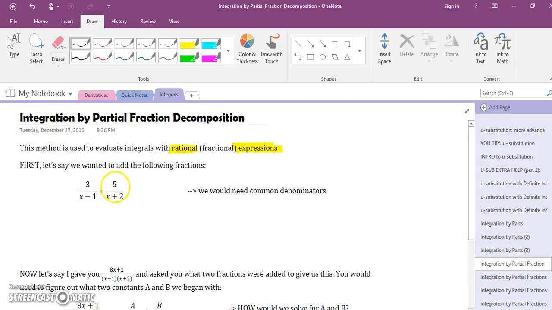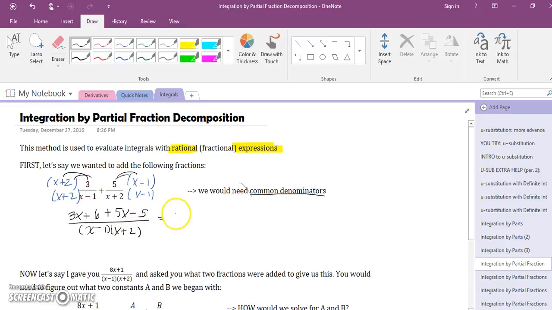Let's start with these two fractions here, and let's say I want to add them. Now, obviously, to add these, I'm going to need common denominators. And to get a common denominator, I would have to multiply this one by x minus 1 over x minus 1, and this one by x plus 2 over x plus 2. Now, if I just distribute in the numerator here, I'd have 3x plus 6 plus 5x minus 5 all over your new common denominator. And then that would leave you with 8x plus 1 all over the common denominator.